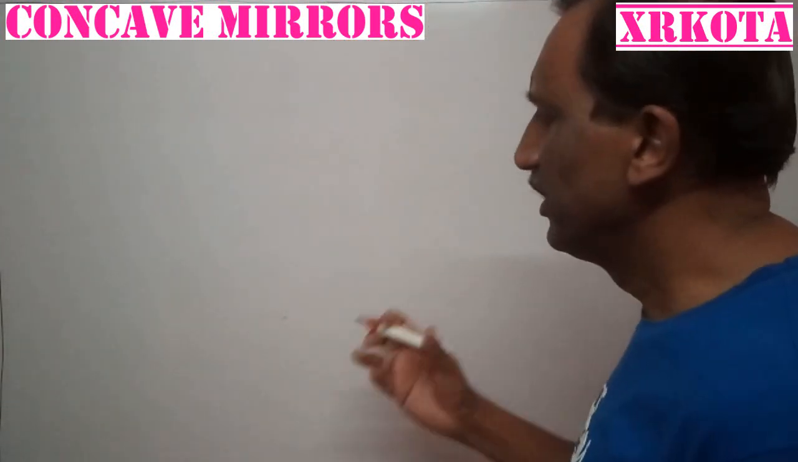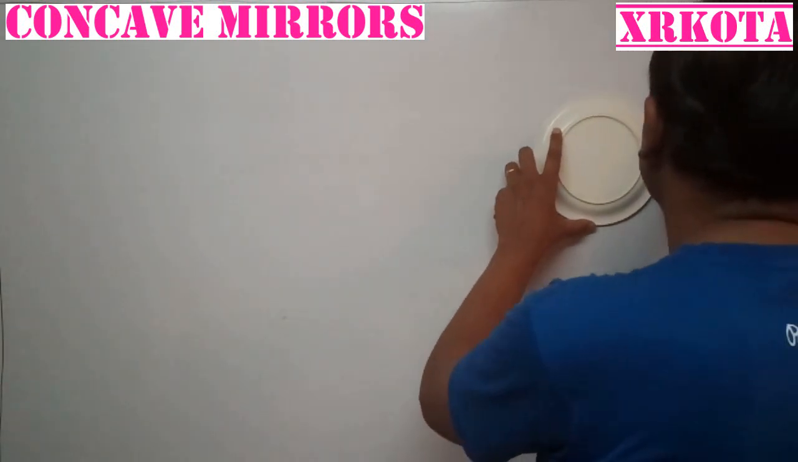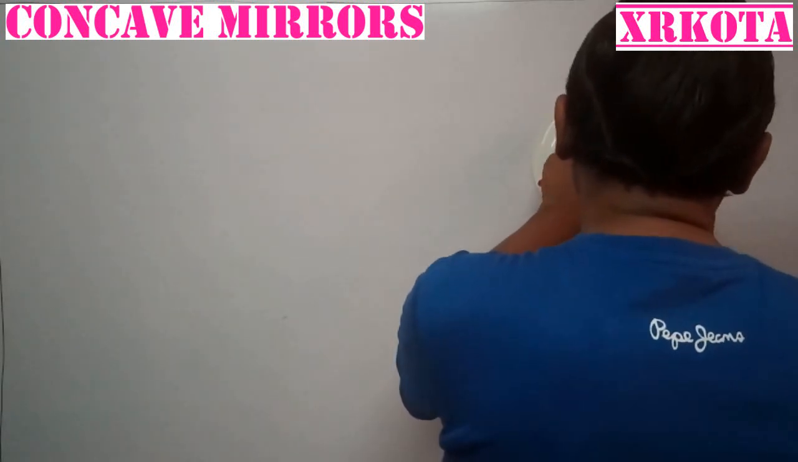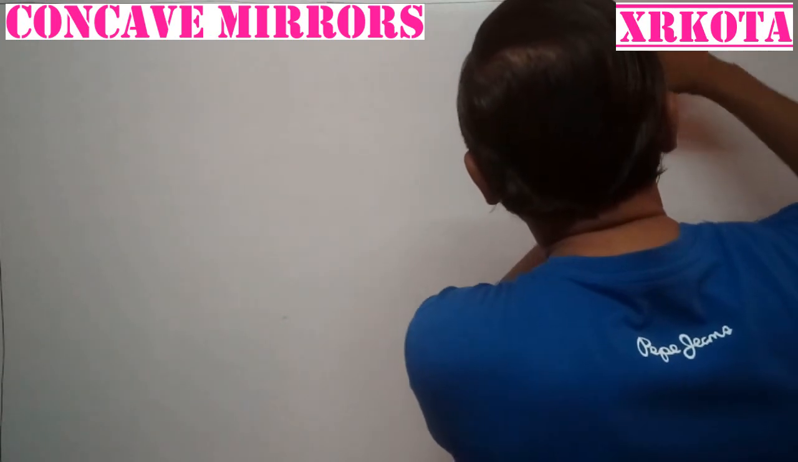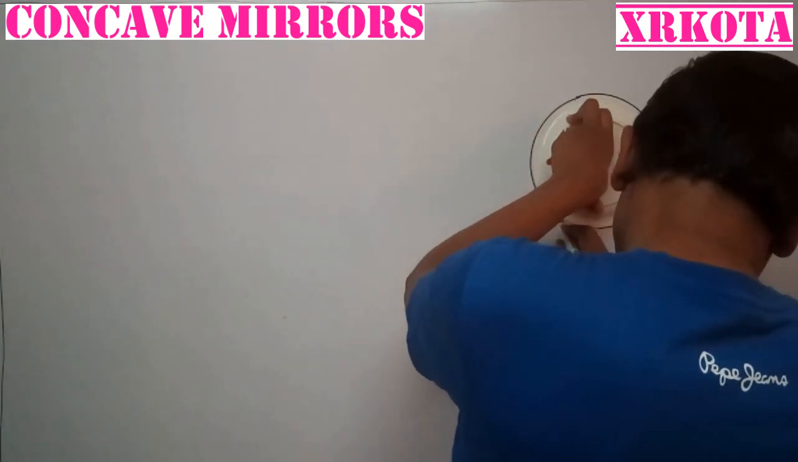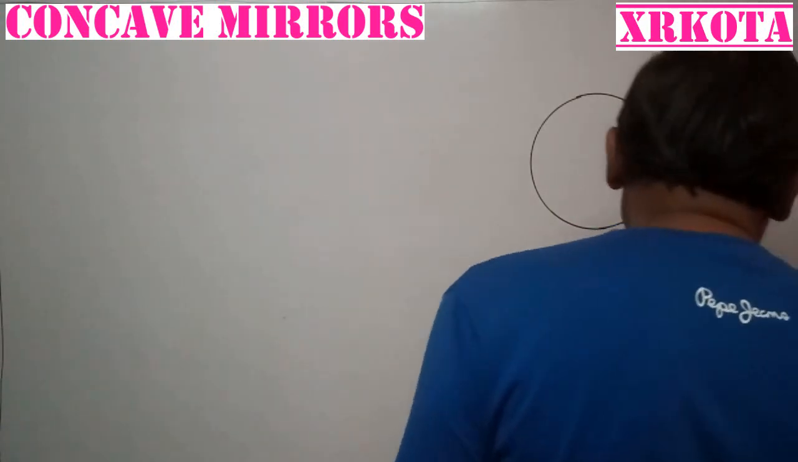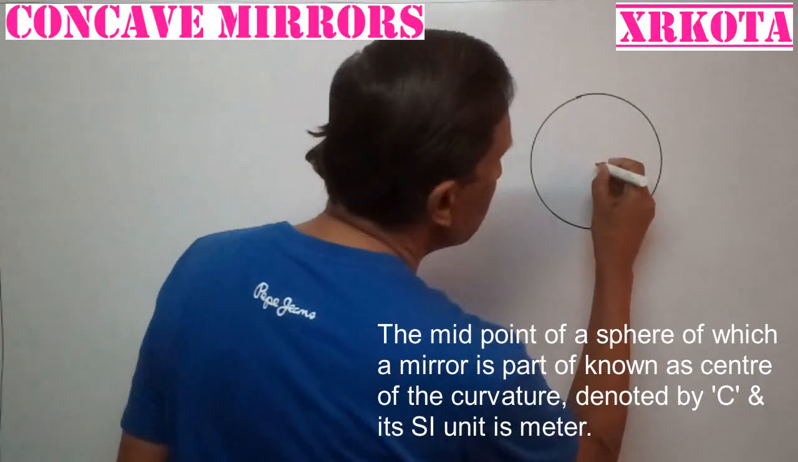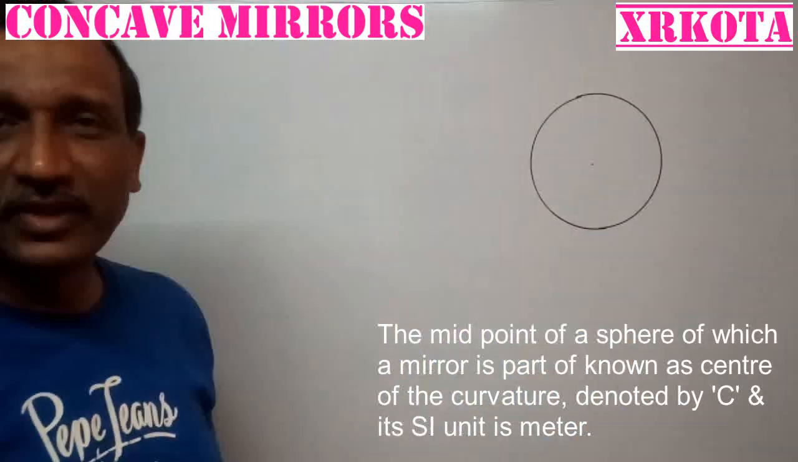Okay, now we'll see some of the basic definitions of a curved mirror. So suppose this was a sphere. Since I don't have a compass or other tool, I have taken a plate over here and I am drawing a sphere. So this is a sphere. This sphere will have a center. So this is called the center of curvature.